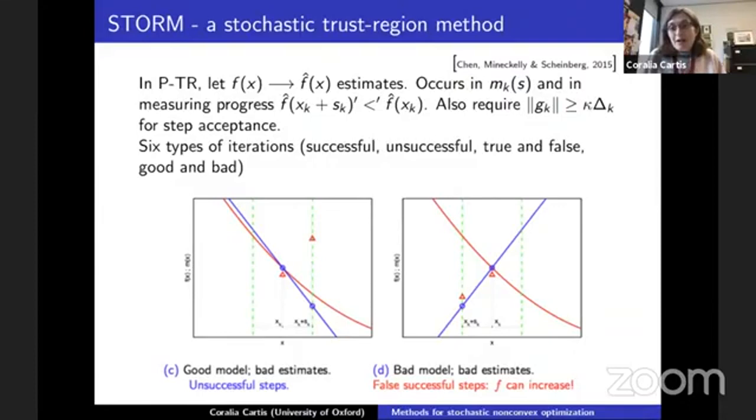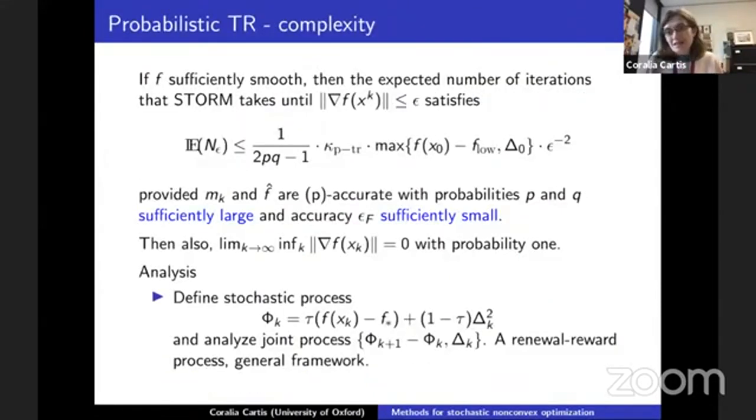So can we say anything about this framework? Is it convergent? Yes. We can even evaluate its complexity, and we call this stochastic trust region framework STORM. We can say that if the function is sufficiently smooth, the gradient goes below epsilon in at most this many expected number of steps. And again, the complexity is epsilon to the minus 2. It's a classical trust region framework. I don't expect it to be better than epsilon to the minus 2.